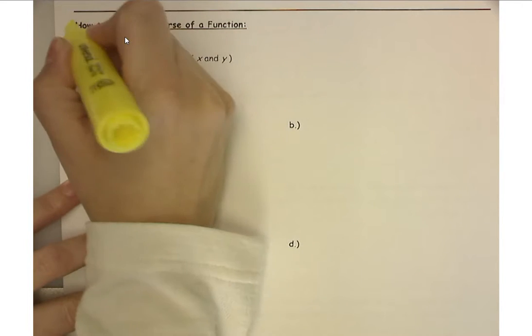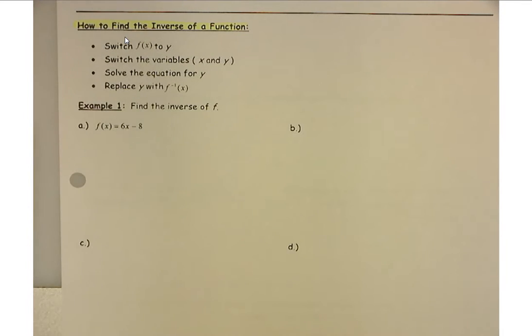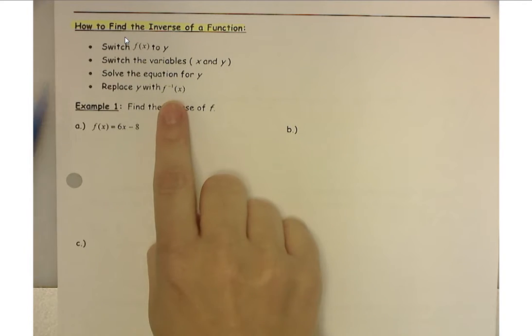Okay, and we're going to run through the steps together. Okay, so CJ, what's our first step? Switch f of x to y. Good, and then Nolan after that? Switch the variables. Good, so you're going to switch the variables x and y, and then Summer? Solve. For what? Yeah, you're going to solve for y, and then what's the last thing we do, Corbin? Replace y with inverse of f of negative 1 x. Yeah, so this is going to be your inverse notation.